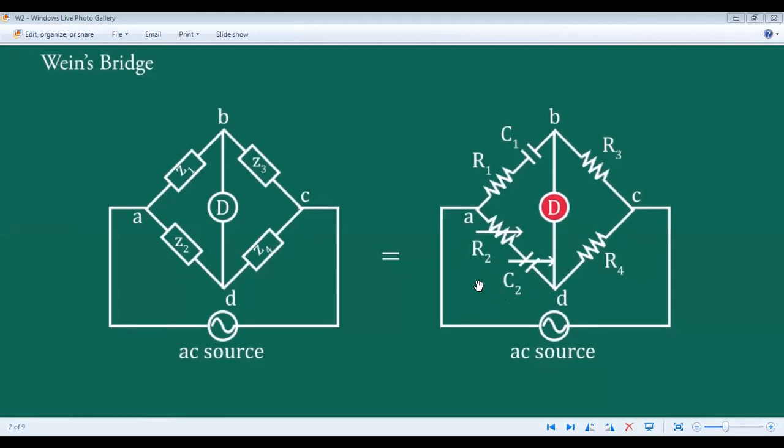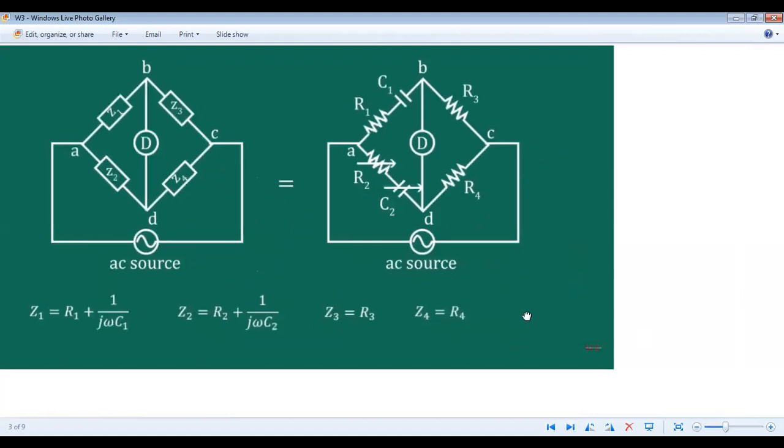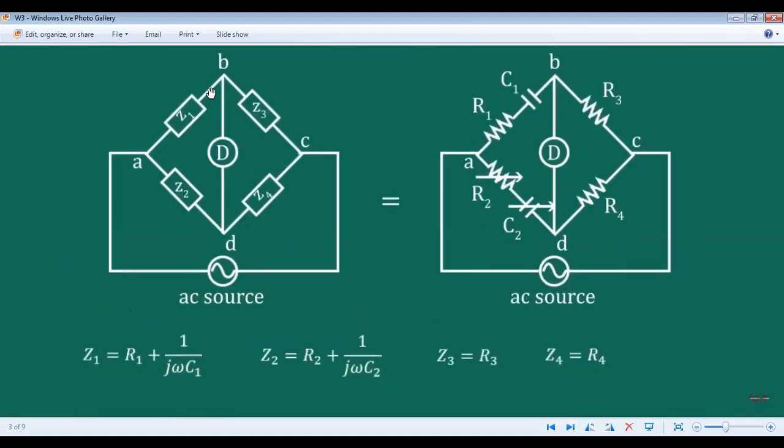We assume that all the resistances are non-reactive. If we compare both the bridges, you can clearly see two bridges on the screen. Then we can say that Z1, the arm AB, equals R1 plus 1 by j omega C1. We can write the capacitance in the form of 1 by j omega C1, yes or no?